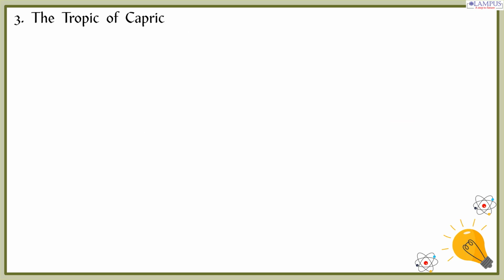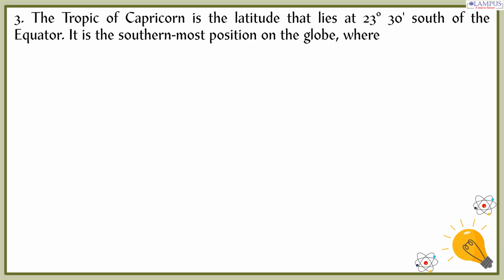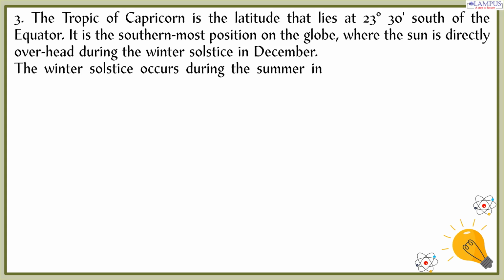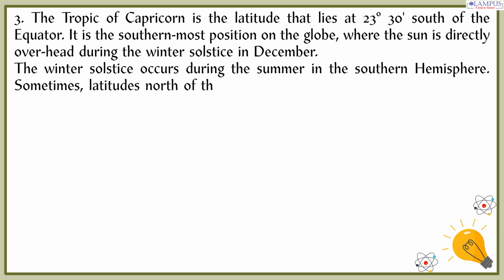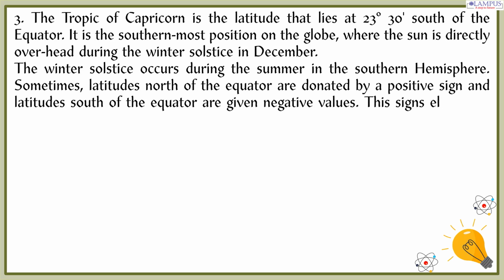3. The Tropic of Capricorn is the latitude that lies at 23 degrees 30 south of the equator. It is the southernmost position on the globe where the sun is directly overhead during the winter solstice in December. The winter solstice occurs during the summer in the southern hemisphere. Sometimes, latitudes north of the equator are denoted by a positive sign and latitudes south of the equator are given negative values.